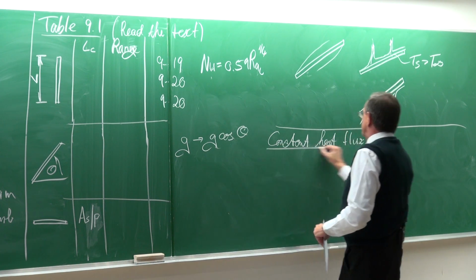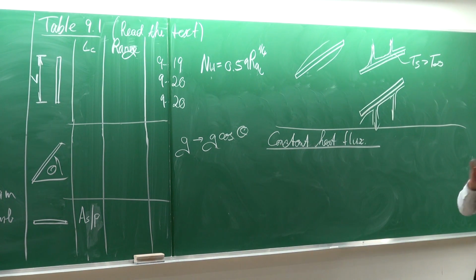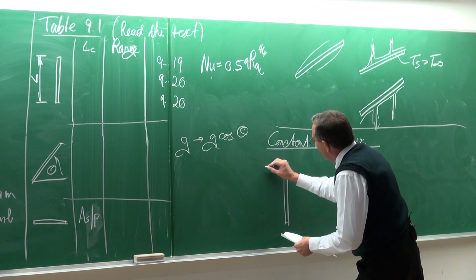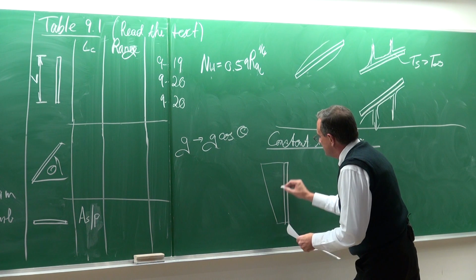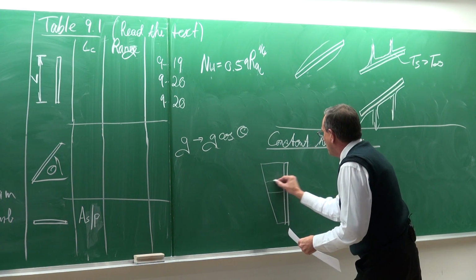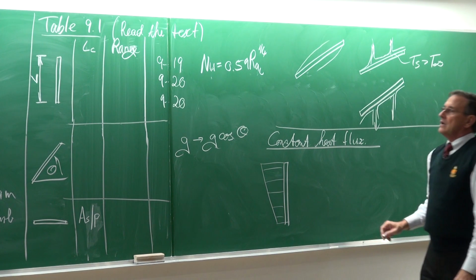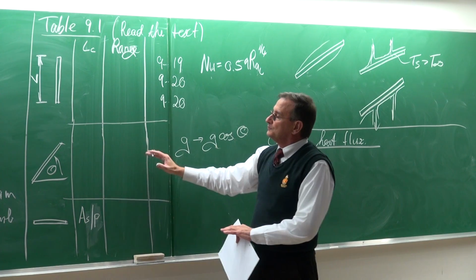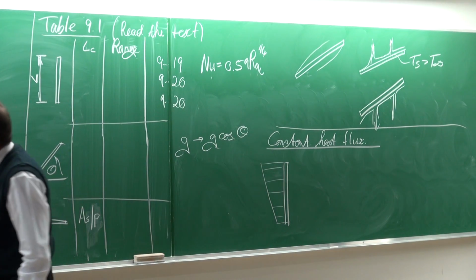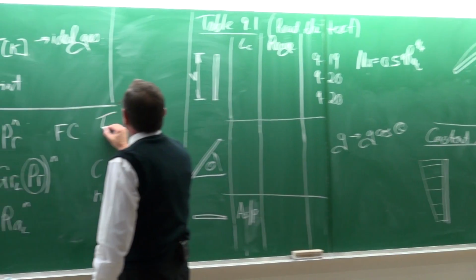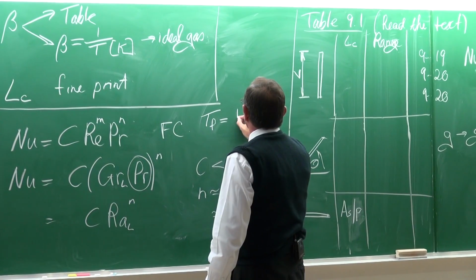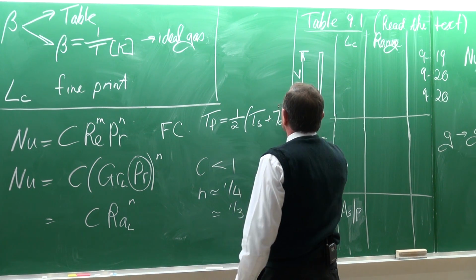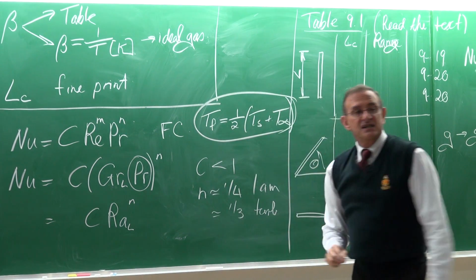Now why is this case more difficult? Because with a constant heat flux, if you've got a surface and there's a constant heat flux, remember then the temperature increase is going to do something like that. Now if you read these tables and the text, it tells you that all the properties should be at the film temperature, which is half of that of the surface and the free stream.